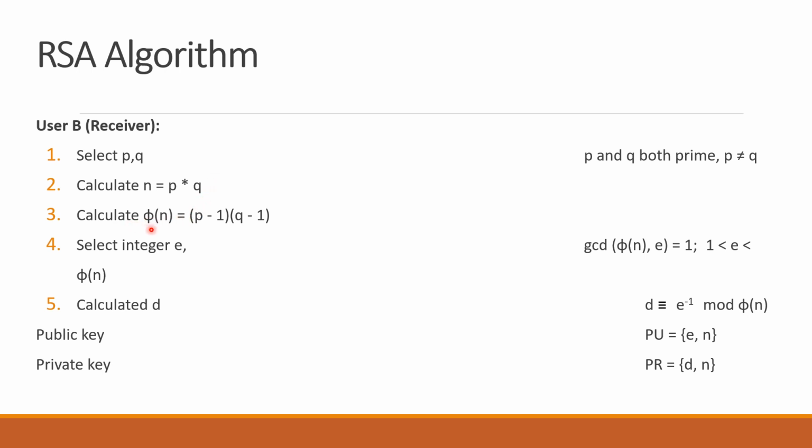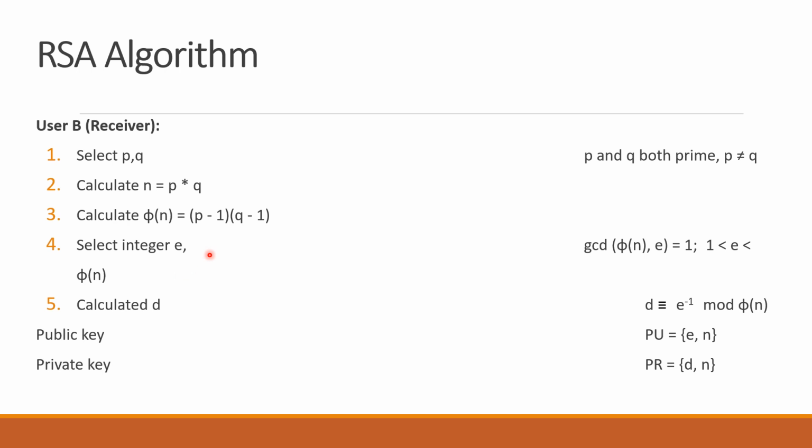Then I have to calculate the Euler totient function of n, which, as we discussed in earlier slides, since p and q are prime numbers, we have substituted as p minus 1 into q minus 1. Then I have to select an integer e such that it is relatively prime to phi of n. That is why the condition has been given here, GCD of phi of n comma e equal to 1, and that e value should be between 1 and phi of n.